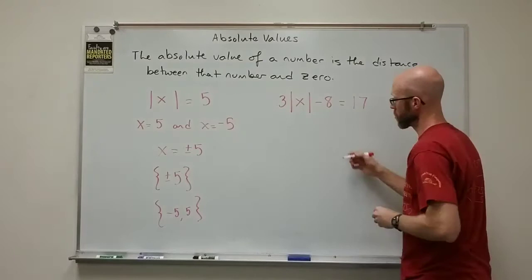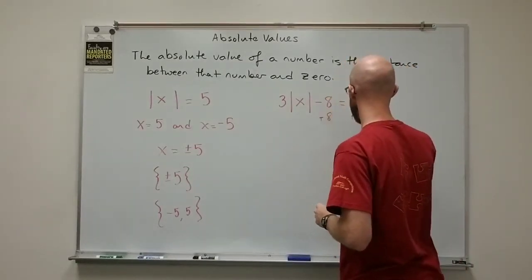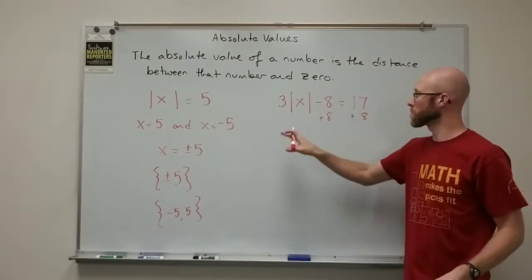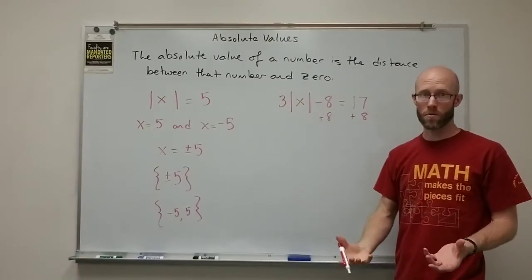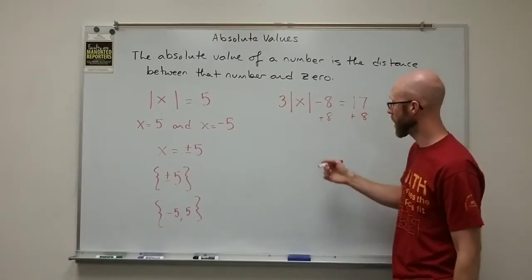So I'm going to add an 8 to both sides. So just like I would be solving for an x, I'm going to solve for the absolute value of x. Add the 8 to get rid of that.